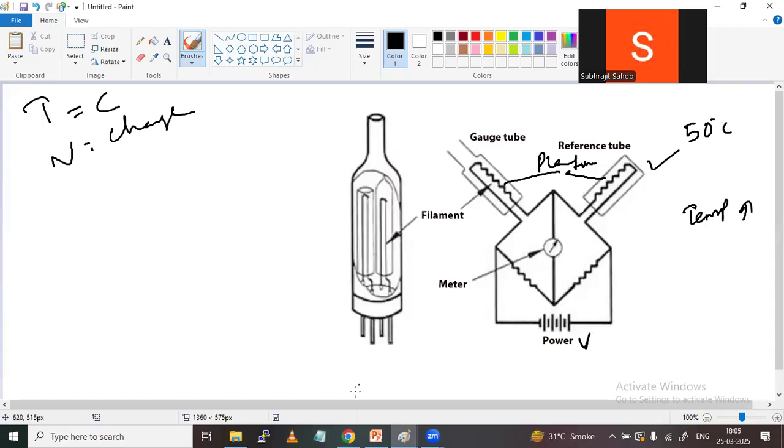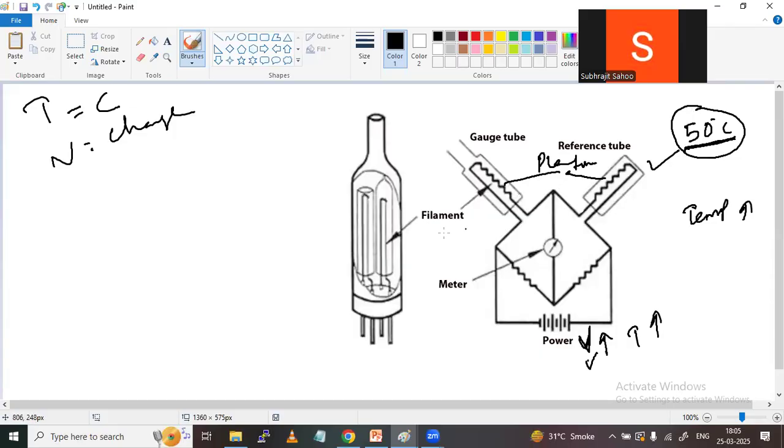Temperature is constant, so I will give the voltage in this circuit such that the temperature rises. By increasing the voltage, the temperature will rise, and I will fix the temperature at 50 degrees Celsius. At whatever voltage the temperature becomes 50 degrees Celsius, that voltage I supply here. Now I keep the temperature fixed at 50 degrees Celsius in both the reference tube and gauge tube.